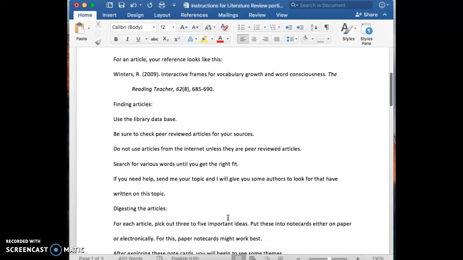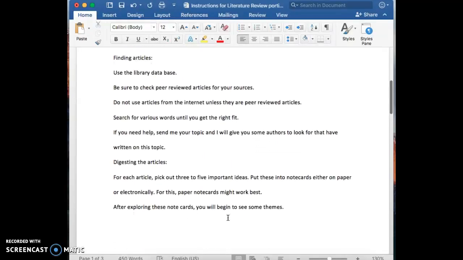The next part is finding your articles. So you're going to use the library database. Be sure to check, when you're doing your search, peer-reviewed articles for your sources. That way you can be sure that you will only be looking at peer-reviewed articles. Do not use articles that you find on the internet unless they are peer-reviewed articles. And if you're not sure, you can ask me. I'll be glad to help you figure that out.